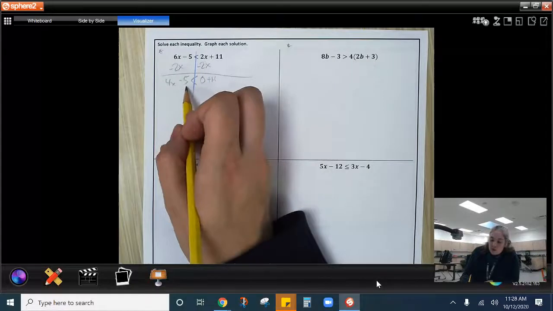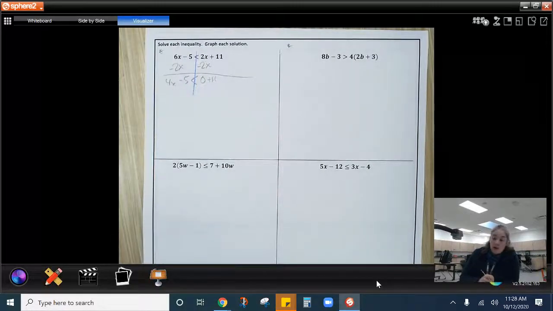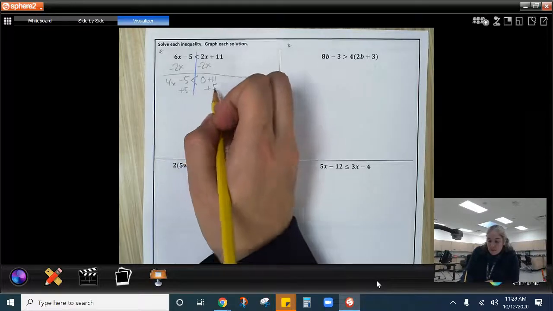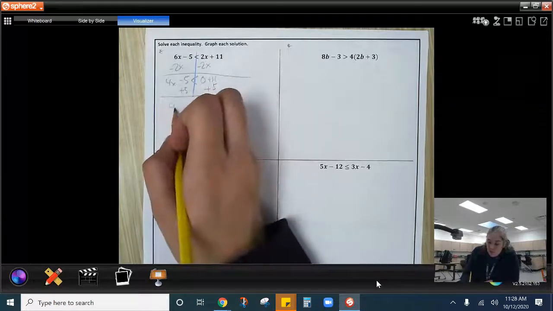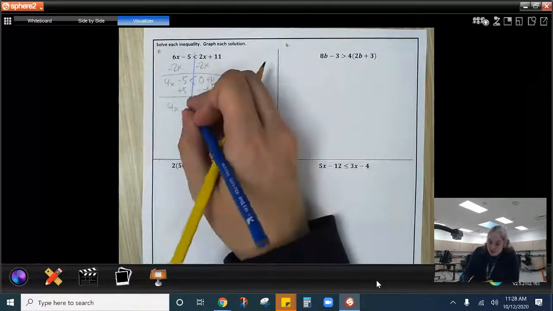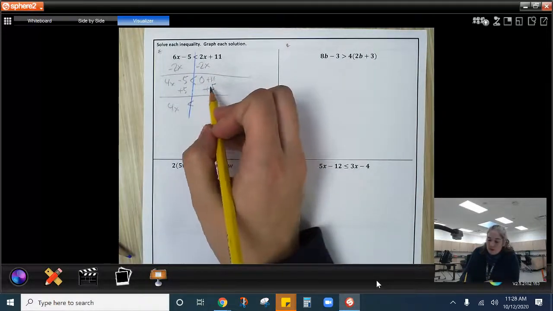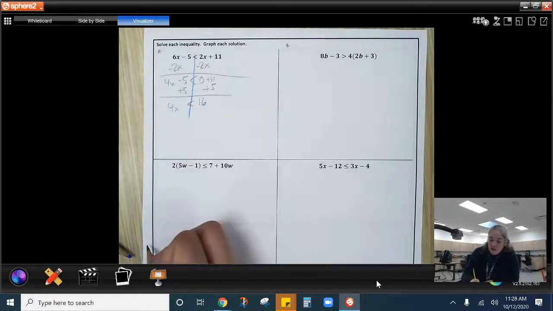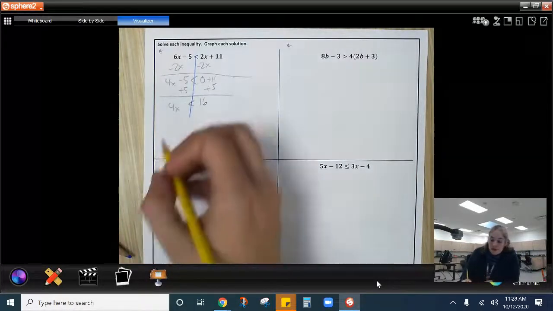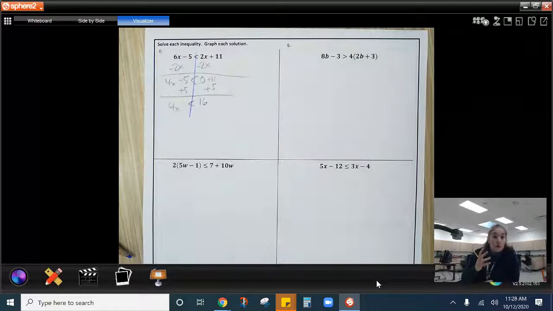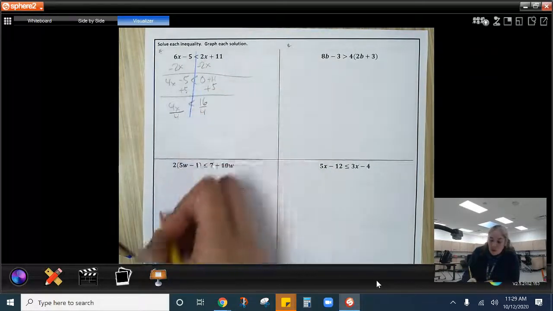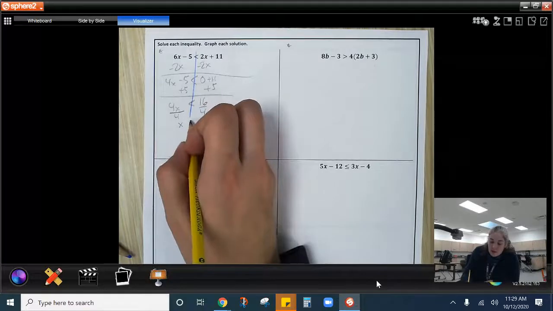And then I need to think about, do I have any add or subtract? Yes, I'm subtracting 5. So let's add 5 on both sides. Well, that leaves us with 4x on the left, and we keep our less than symbol. And then 0 plus 11 plus 5 is 16. I need to get my x by itself. It's got the 4 hanging out with it. Because it's 4x, that means I have 4 groups of x, so it's a times. So I divide both sides by 4, and we have x.